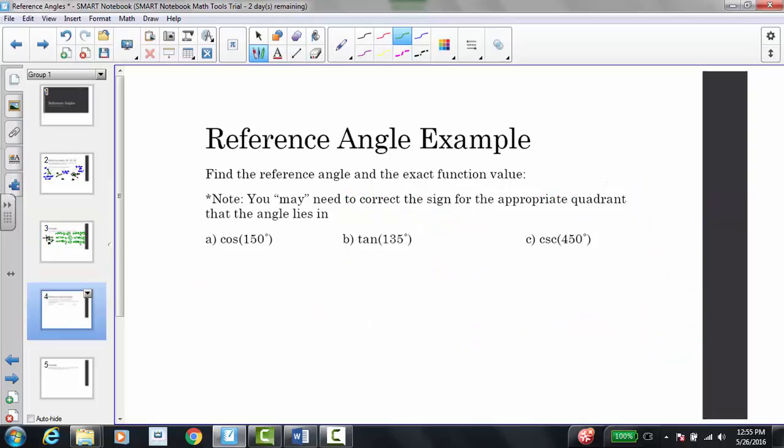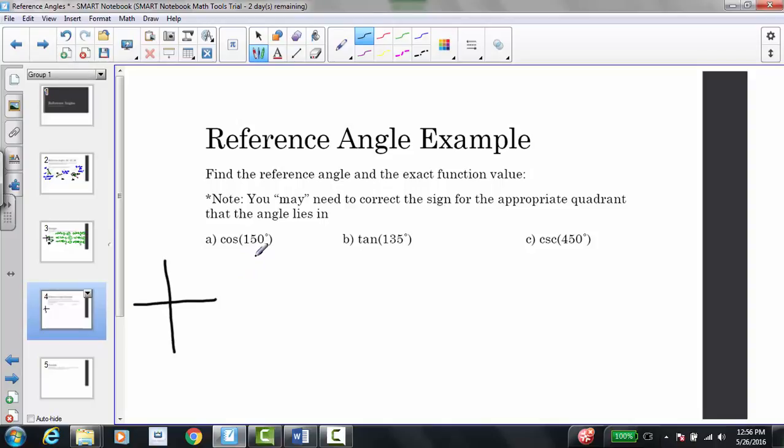This next problem is asking us to find the reference angle and the exact function value. And we need to keep in mind that we may have to correct the sign for the appropriate quadrant that the angle lies in. So for example, if our angle is in quadrant 1, where all 6 trigonometric function values are positive, but the actual angle that we're looking at is in quadrant 4, then as we saw in the previous example, that's going to change the sign of our sine theta and our tangent theta. So we always need to keep that in mind. So the first thing that I always do is draw my picture.